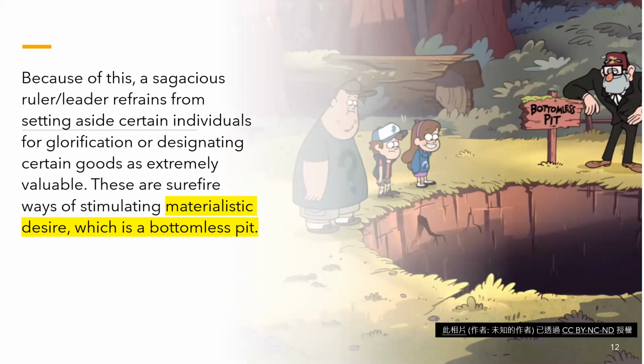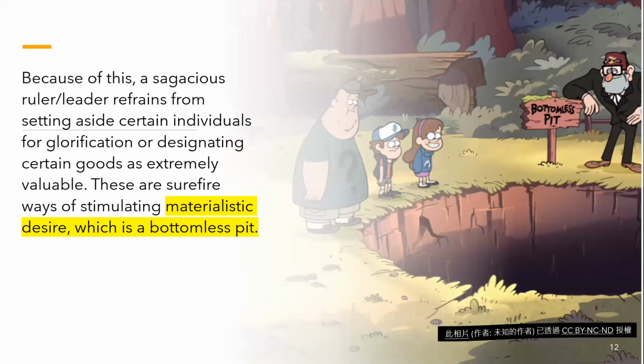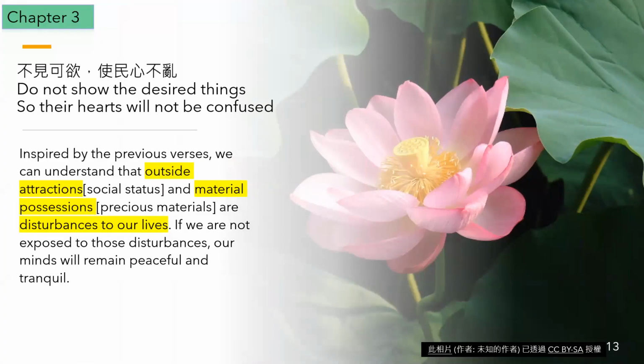Now look at the picture. Here is a pit, and this pit is a bottomless pit. People's desires are just like a bottomless pit. Just like we can't fill a bottomless pit, we are unable to satisfy our insatiable desires. So a wise leader will prevent his people from creating this bottomless pit. How? He won't show his people the desired things, so their hearts will not be confused.